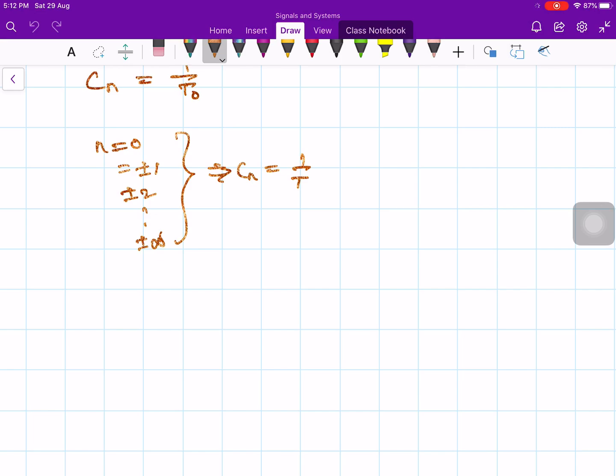Okay, so when we evaluate the Fourier coefficients, it would be advisable for us to verify the general expression for Cn.